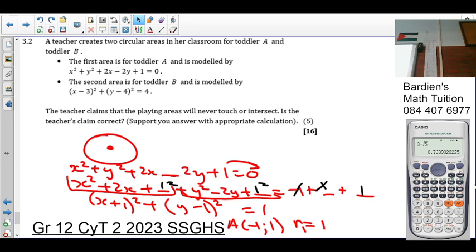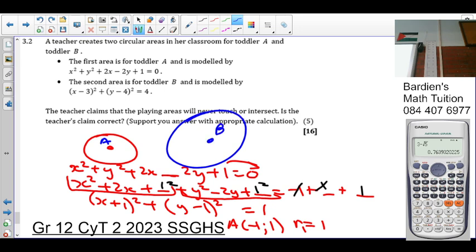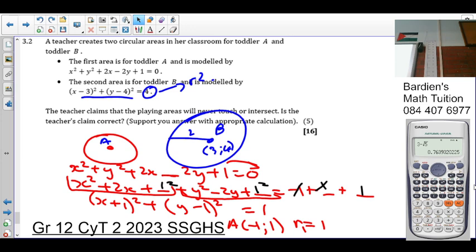However, circle B has a center of (3, 4) and a radius of 2. As you can see, that is r squared. And your center here for A is (-1, 1). Your radius, of course, is 1.